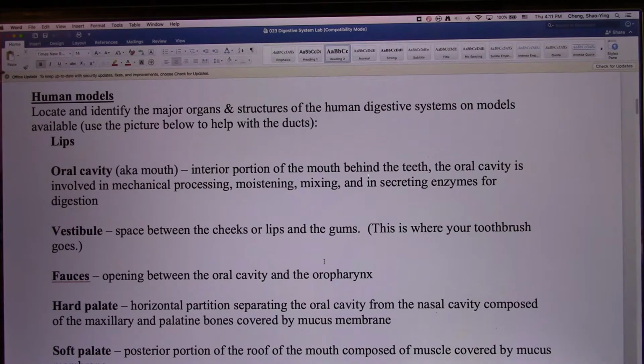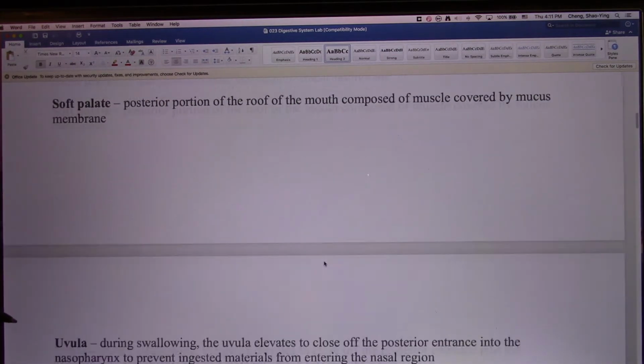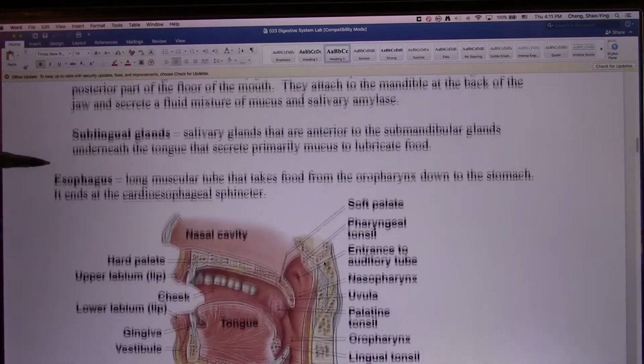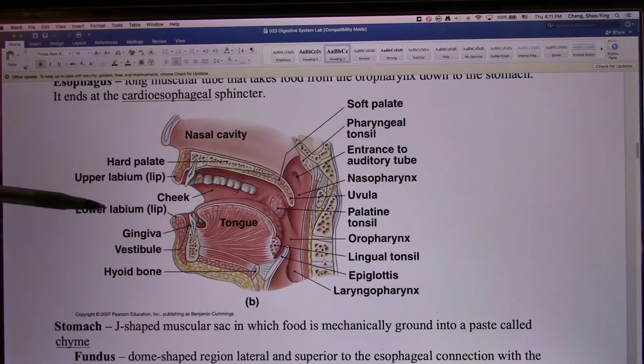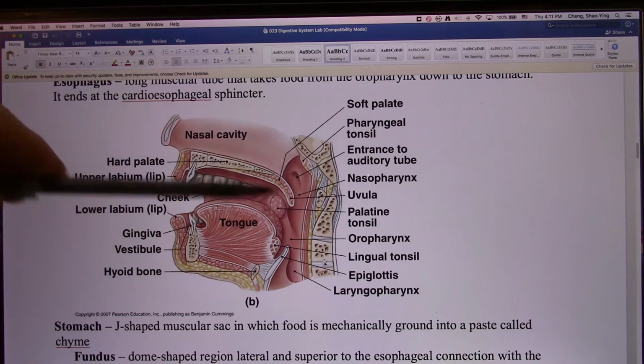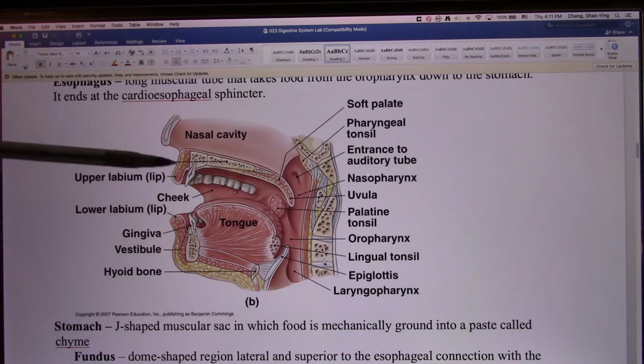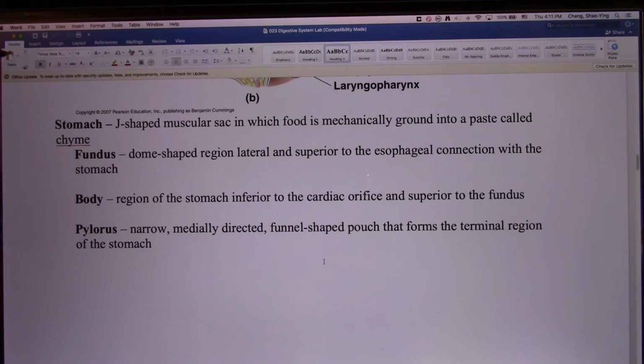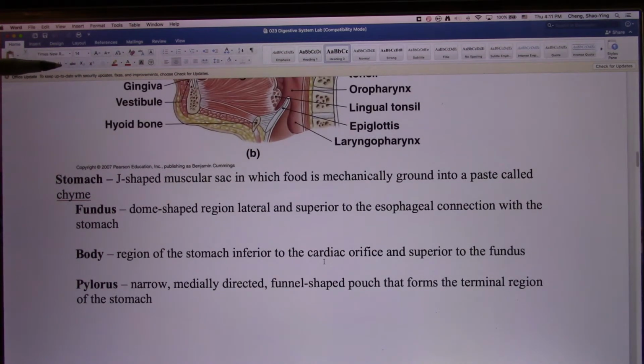Your digestive system starts from your mouth and goes to the esophagus. Inside your mouth, the salivary glands produce saliva. This is a picture I copied from your textbook. It shows all these structures in your mouth, mainly for mechanical digestion, and the chemical digestion comes from the saliva. After the food mixes with the saliva, it becomes a bolus, which goes through your esophagus to the stomach.